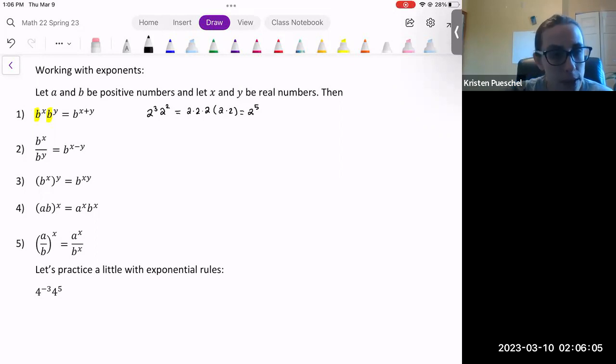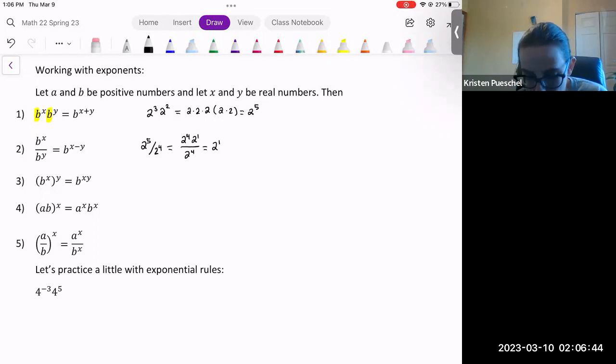Similarly, if you have a division, b to the x over b to the y, this is equal to b to the x minus y. So, for example, if we had 2 to the 5th divided by 2 to the 4th, on top we have this 2 to the 5th, we can express as 2 to the 4th times 2 to the 1st. We're dividing by 2 to the 4th. And so we see that this cancels out and we're just left with 2 to the 1st.